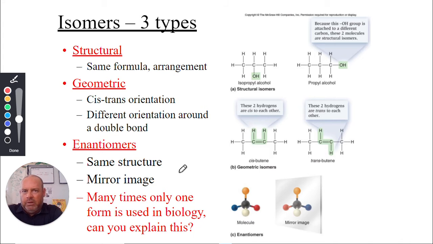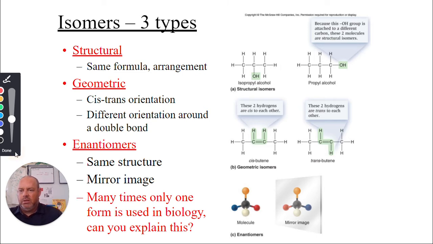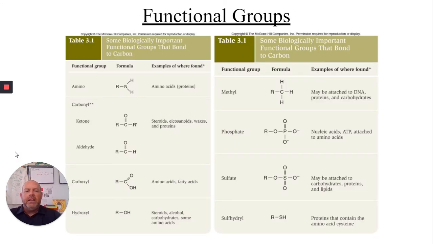Got to get rid of my pen to click forward. So here are some functional groups. I do not need you to memorize these. There are going to be some that come up more than others. You're going to see the amino group when we talk about proteins. You'll also see, probably not too much on ketones or aldehydes. You'll see the carboxyl group when we talk about proteins. Hydroxyls will come up a little bit as well. Methyl, just a little bit when we get to DNA.